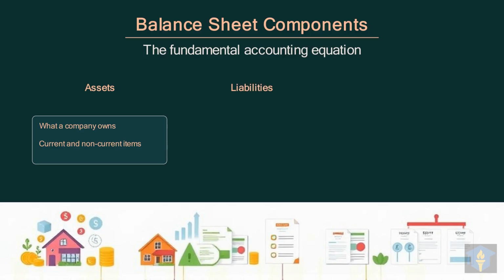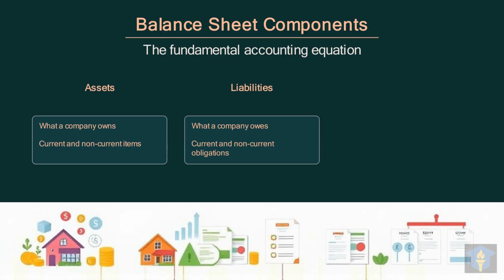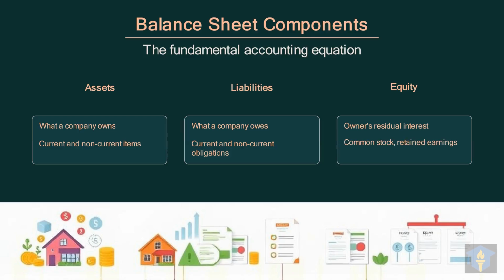Next, we look at liabilities, which are what a company owes to external parties. These are the company's financial obligations or debts that must be settled in the future. Liabilities can be current, due within a year, or non-current, with longer repayment terms. Finally, we have equity, representing the owner's residual interest in the company's assets. This is what's left for the owners after all liabilities have been paid off. Equity typically includes common stock and retained earnings, reflecting the owner's investment and accumulated profits.